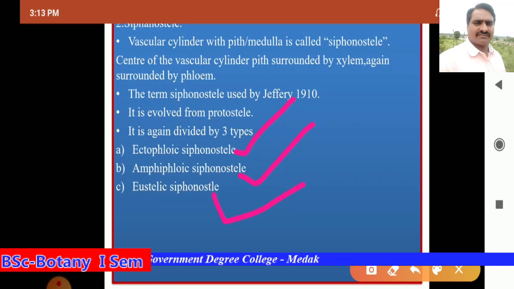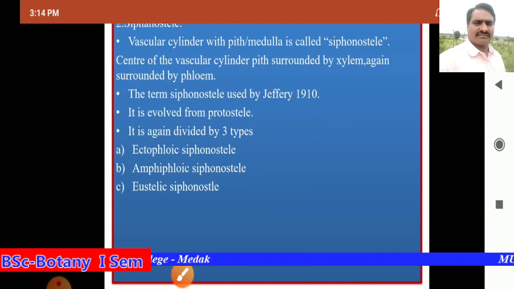How is it formed? When parenchymatous tissue migrates into the xylem and to the center core of the vascular cylinder, it is converted into medulla or pith. The stele is then converted into a siphonostele, right? This siphonostele is again divided into three types: ectophloic siphonostele, amphiphloic siphonostele, and eustelic siphonostele, right?